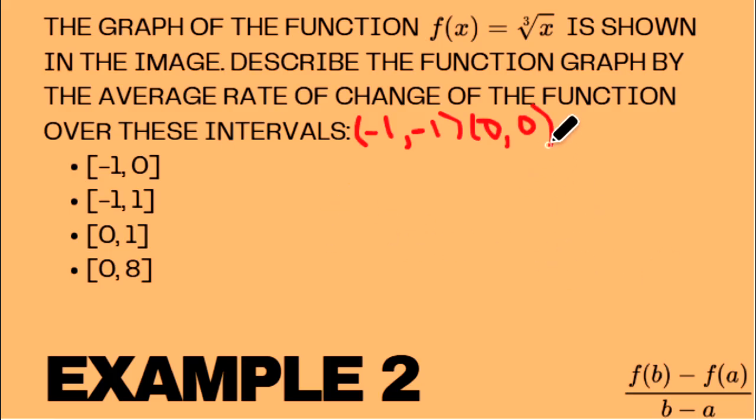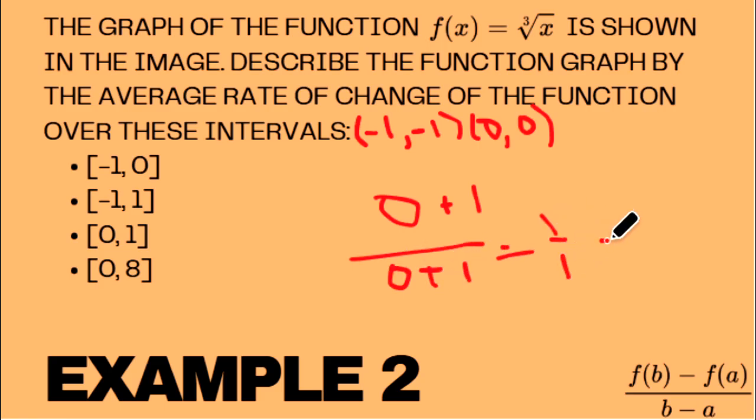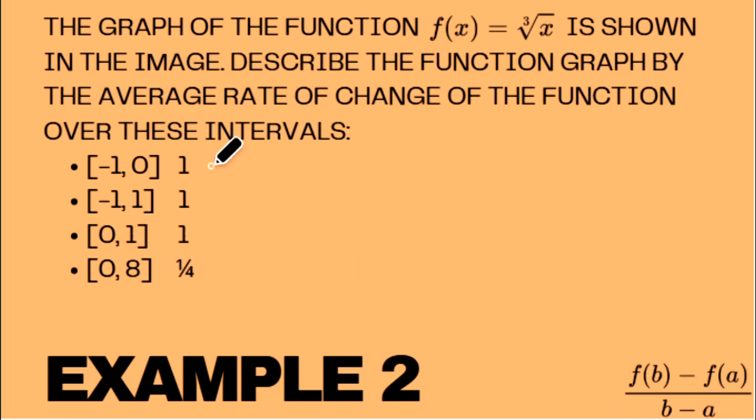Okay, I'm not going to do all of them this time. What you're going to do is take f of b, which is 0, and subtract f of a, which is 1, and then take b, which is 0, and subtract a, which is 1, which ends up being 1 over 1, which is 1. You're going to do that for all of these, and the rates of change you end up with are 1, 1, 1, and it makes the point on this one when you go, oh yeah, the rate of change is steady this whole time.